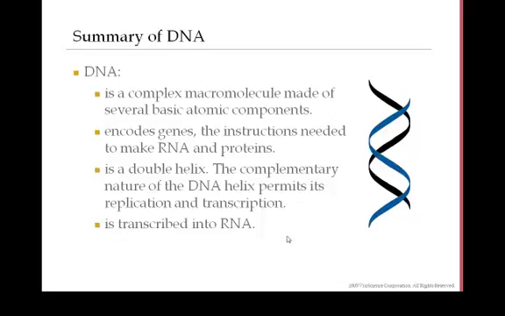And so let's do a quick summary of where we are right now. There's been a lot of information thrown at you pretty quickly, but in a brief summary, DNA is a complex macromolecule. It's made of several basic atomic components, and we've talked about the different nucleotides and the A's, T's, C's, and G's that make up DNA. DNA encodes genes, the instructions needed to make the mRNA and proteins. DNA is, as we said, a double helix. The complementary nature of the DNA helix permits its replication as well as transcription.